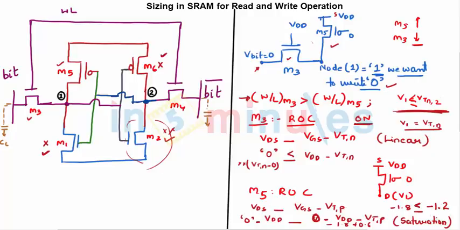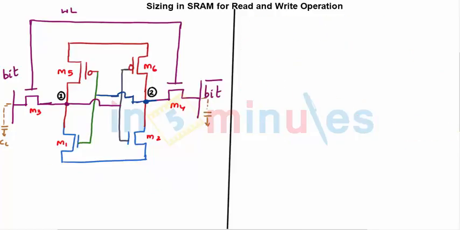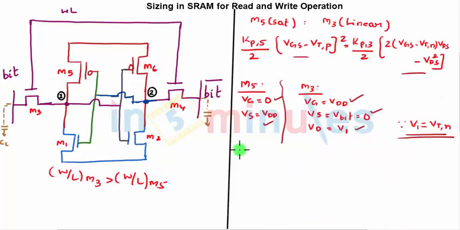Let's go ahead and just equate it like we did for read operation. I've written the equation for saturation, I've written the equation for linear. For M5 I've put what is VG, what is source. For M3 I've put what is gate voltage, what is source voltage, and what is drain voltage, and now I'm just going to substitute this in the above equation. Let's quickly do that. And we just saw that V1 should be less than or equal to VTN, so I'm putting V1 equal to VTN and just solving this.